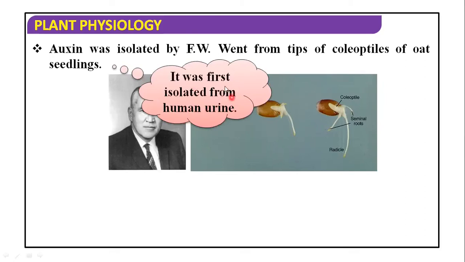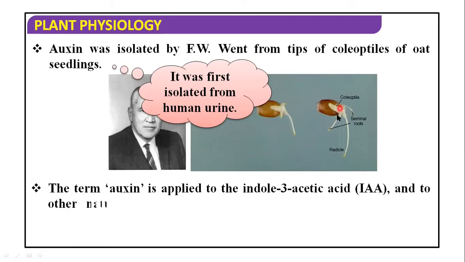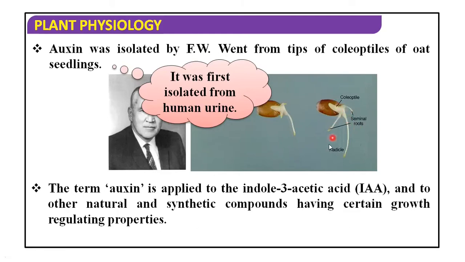It was first isolated from human urine also. See, this is the coleoptile and seminal root, and this is the radicle. So in plant from this, and in animal physiology, this is a urine, human urine. The term auxin is applied to the IAA, indole acetic acid. It is the example.